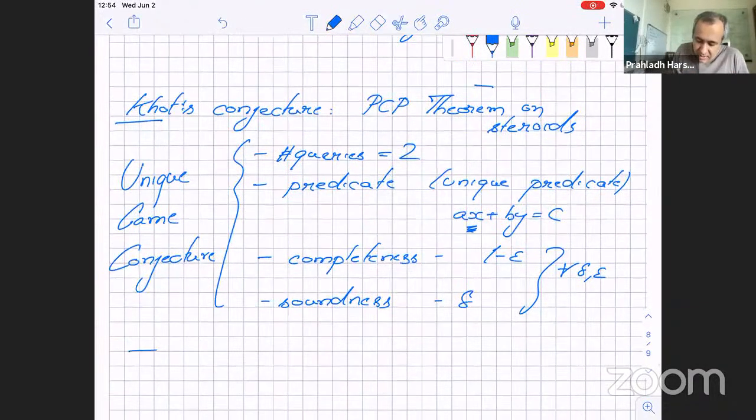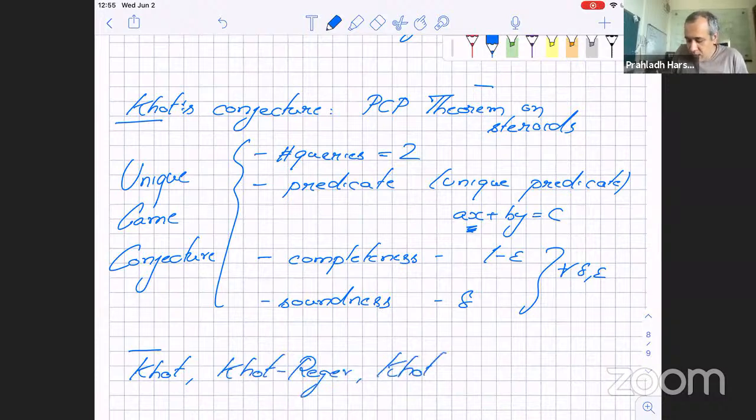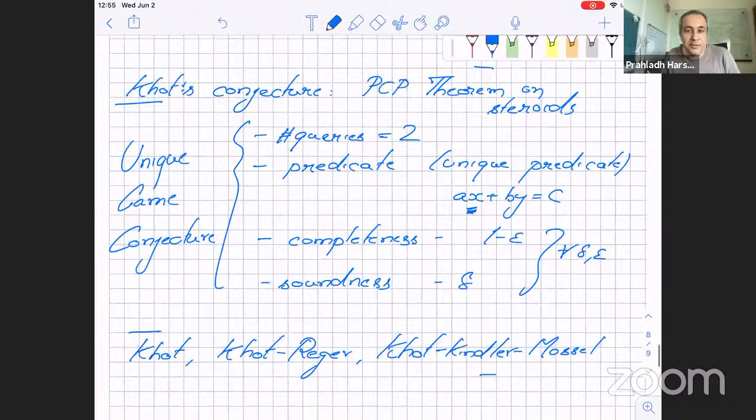What Khot and several others observed, Khot, Regev, Khot, Kindler, KKMO, Mossel. Oh no, I run into trouble now. Olesakiewicz.